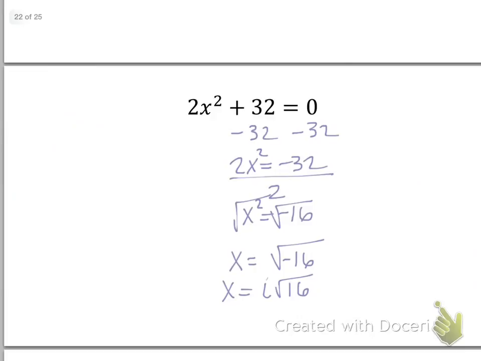Okay, and remember whenever we're solving these, they should have two different answers. So our plus or minus. Okay, square root of 16 is 4. So my answer is plus or minus 4i.